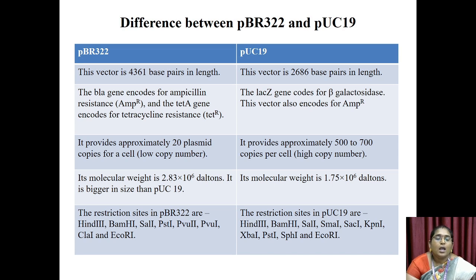High copy number. In pBR322, its molecular weight is 2.83 x 10^6 Daltons. It is bigger in size than pUC19. In pUC19, its molecular weight is 1.75 x 10^6 Daltons. The restriction sites in pBR322 are HindIII, BamHI, SalI, PstI, PvuII, PvuI, ClaI and EcoRI. In pUC19, the restriction sites are HindIII, BamHI, SalI, SmaI, SacI, KpnI, XbaI, PstI, SphI and EcoRI.